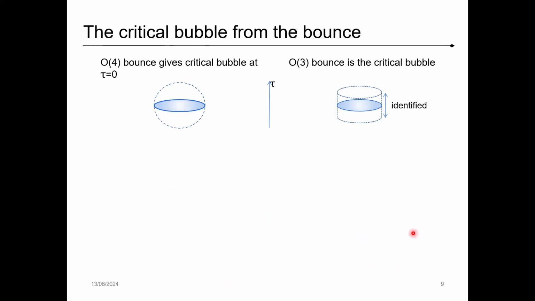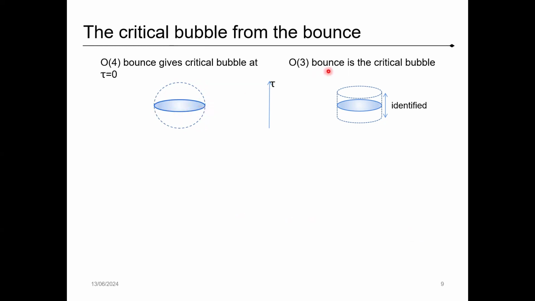Now, so far we just talked about the bounces, and here I would like to discuss the relation between the bounce and the bubble. So in false vacuum decay, for the O(4) bounce, you have some bounce like this. Imagine here I just use a two-dimensional Euclidean space-time. You have some bounce like this, and then at tau equal to 0, this is also like a circle. So it's like a bubble. This actually gives you the critical bubble, the nucleated critical bubble.